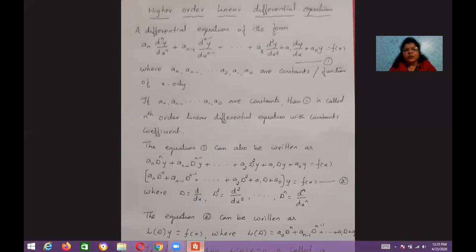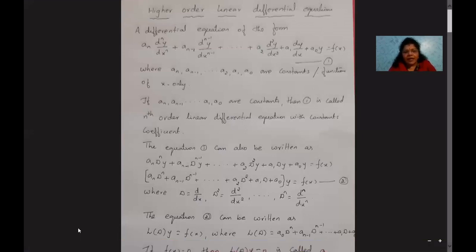Then equation 1 can be written like this: an D power n y plus an minus 1 D power n minus 1 y plus etc. a2 D square y plus a1 Dy plus a naught y is equal to f of x. Since y is common to all the terms, we can take y outside. We'll obtain this equation 2.